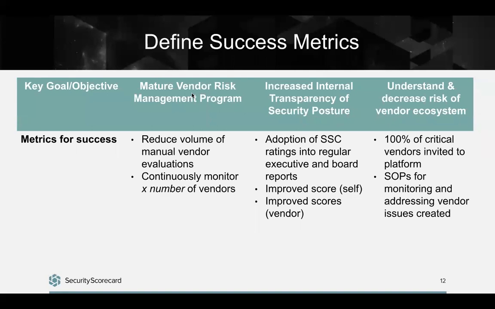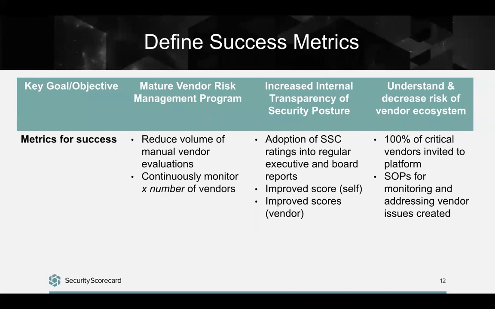But one is, what is the maturity of our vendor risk program? So that goes back to the previous slide where we started looking at the different aspects and trying to gain an understanding of where we were in that life cycle, right? So you may say a metric of success is, we want to reduce the number of manual vendor evaluations, or we want to just be able to get an understanding, continuously monitor a certain degree of vendors, or classify those vendors into different tierings, right? So moving the dial on that maturity of your vendor risk management program, that could be one success metric.